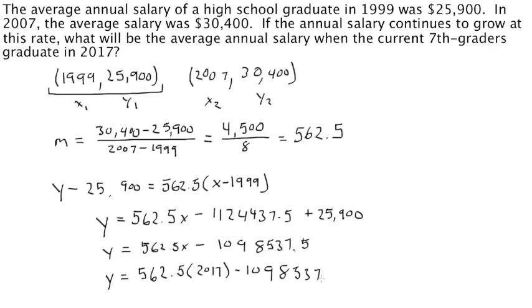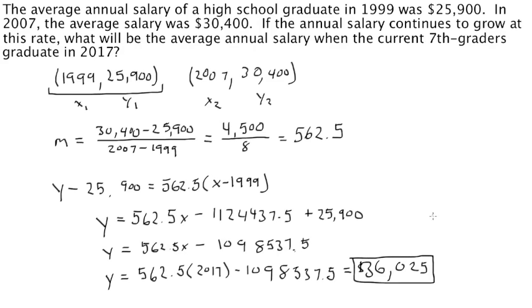So, punching all this into our calculator, 562.5 times 2017 minus 1,098,537.5, we get $36,025. So there's our final answer.